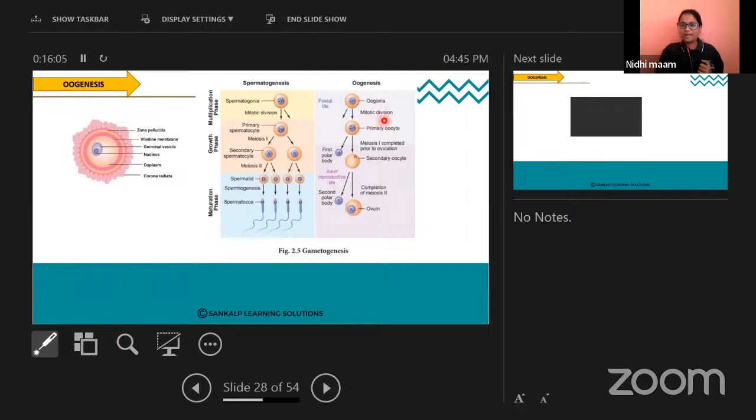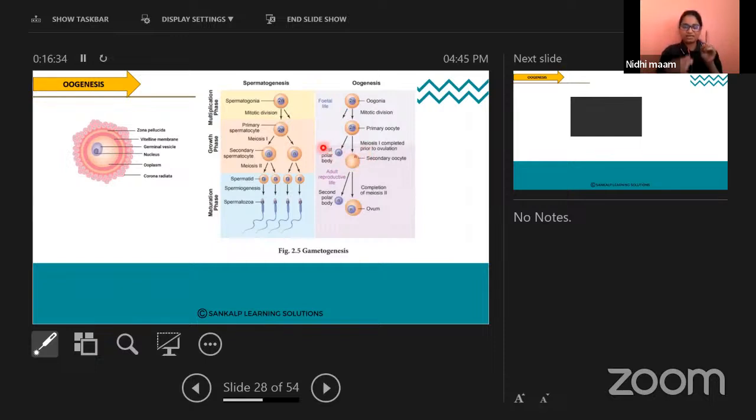It will undergo mitotic division and produce the primary oocyte, which is also diploid in nature. This primary oocyte will undergo meiosis 1 division, right? And it forms a secondary oocyte and the first polar body.